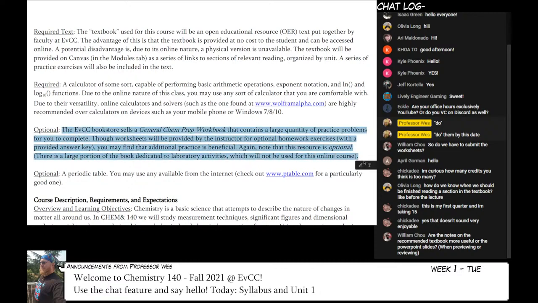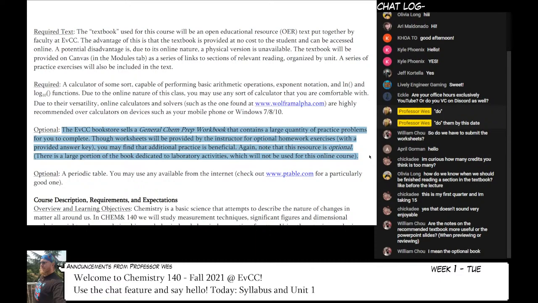If you have gone to the bookstore website, you've probably noticed that if you enrolled in Chem 140 for Samita's section, she's Dr. Singh. She had a textbook that was required. I have this textbook that's optional, and it's the same textbook. The reason for that is because I'm not doing the labs out of her book. This is the optional book. Okay, so this is what we're going to talk about.